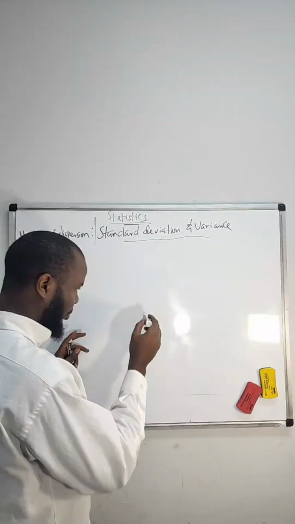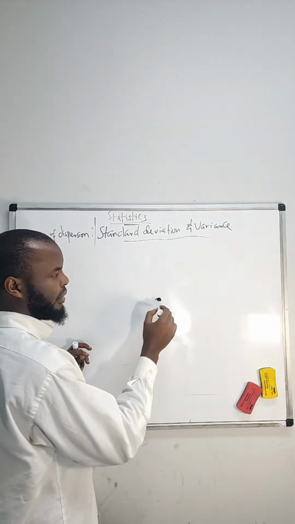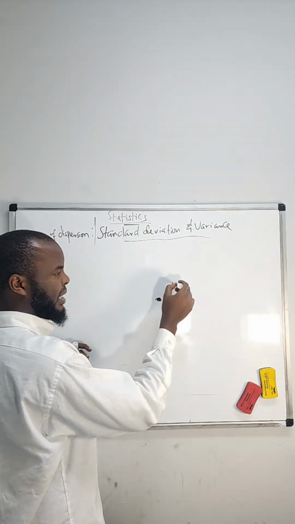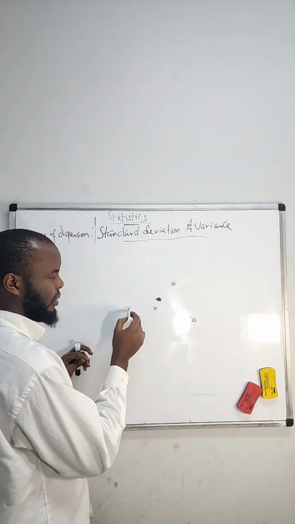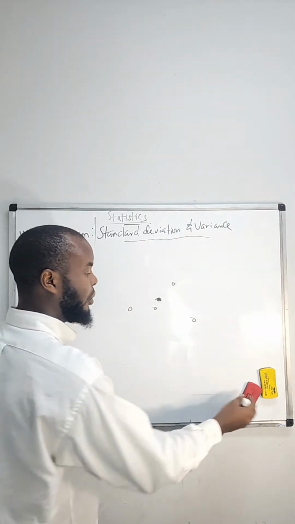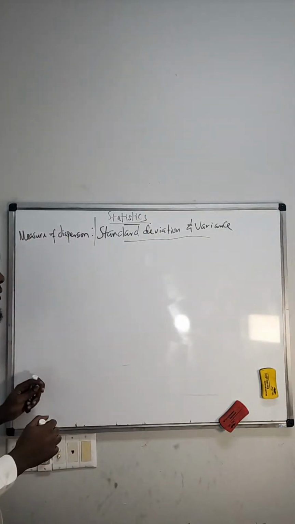For example, this is the midpoint, this is the mean. You want to see, for each observation, the distance away from the center, the deviation away from the center. Actually, we have something called the mean deviation, but this is standard deviation.